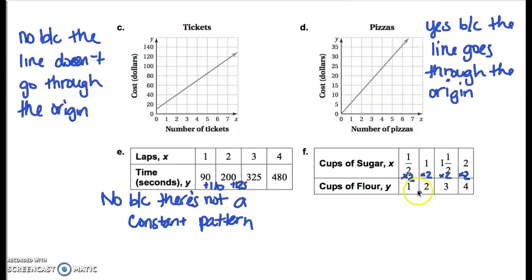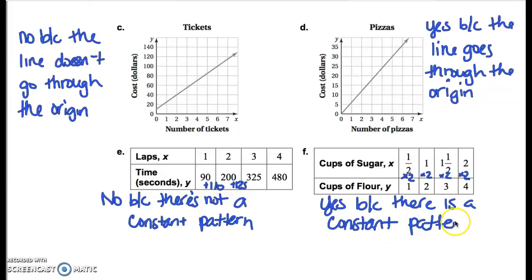You could also notice that your cups of flour are going up by 1, and then your cups of sugar are going up by 1/2 each time. So yes, this is proportional because there is a constant pattern. Okay, and then obviously if you're not going to make anything, you would have 0 cups of sugar and 0 cups of flour.